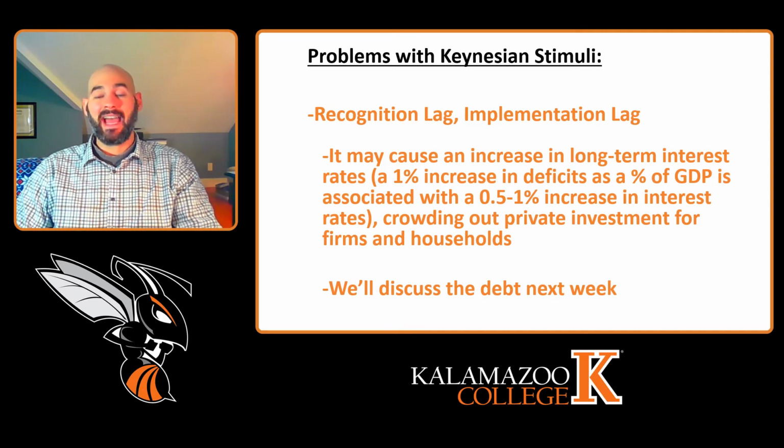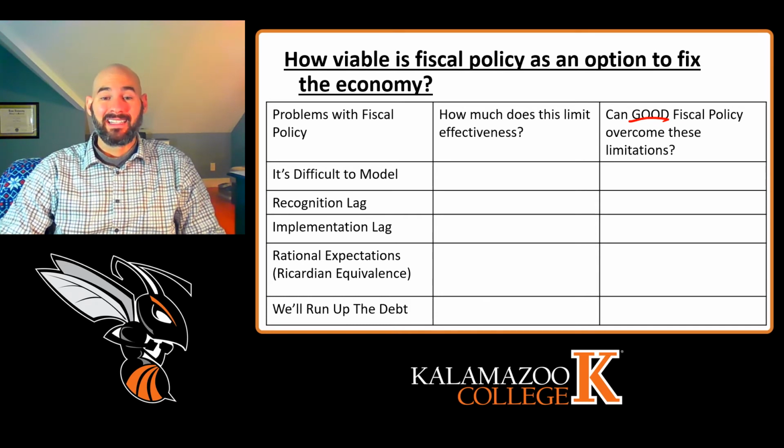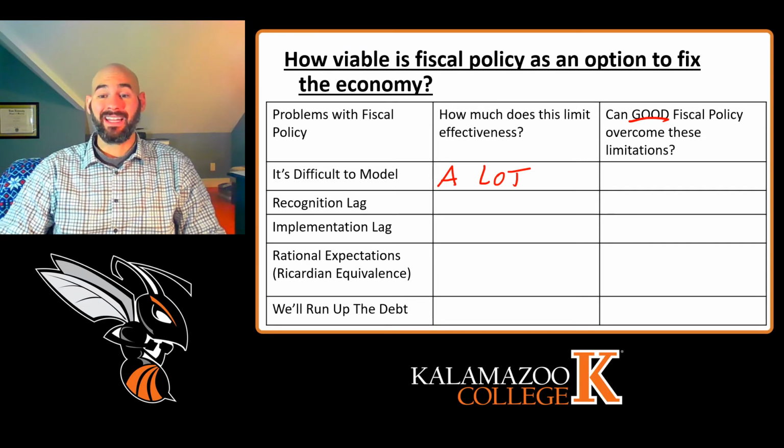And we're going to discuss the national debt next week, as well as this crowding out effect in a little bit more detail. So I want to think about some of these limitations to fiscal policy, these challenges facing fiscal policy, and think about whether good fiscal policy can overcome these limitations. And so the first limitation is that it's difficult to model. And so I'm going to say that this limits the effectiveness of fiscal policy a lot.